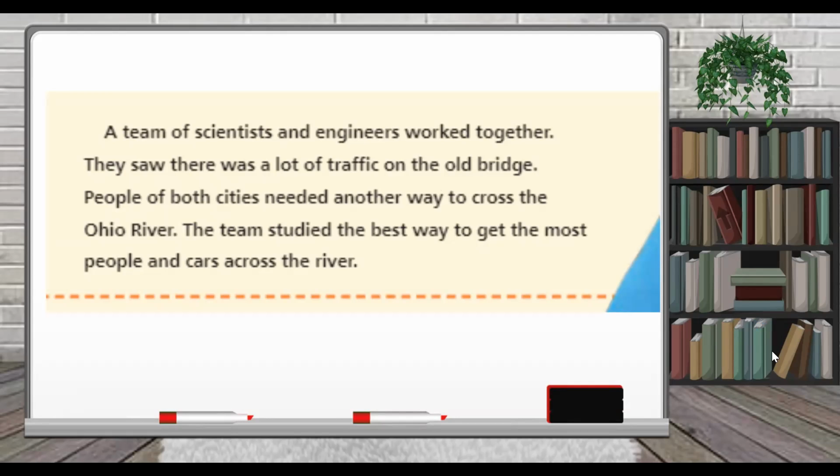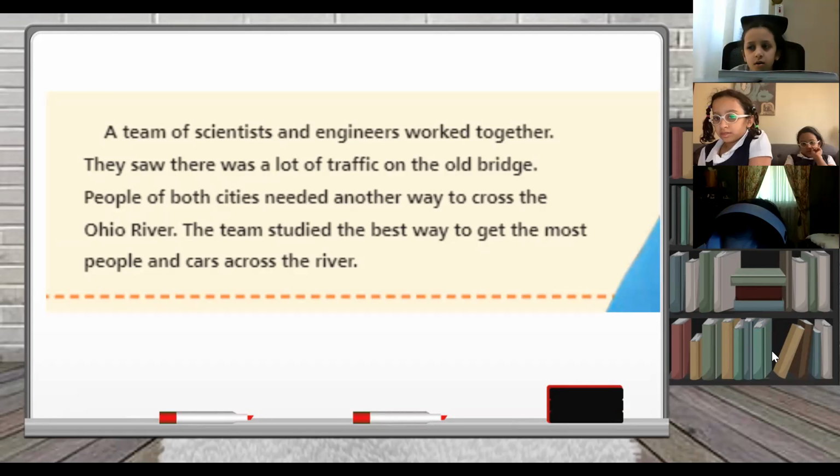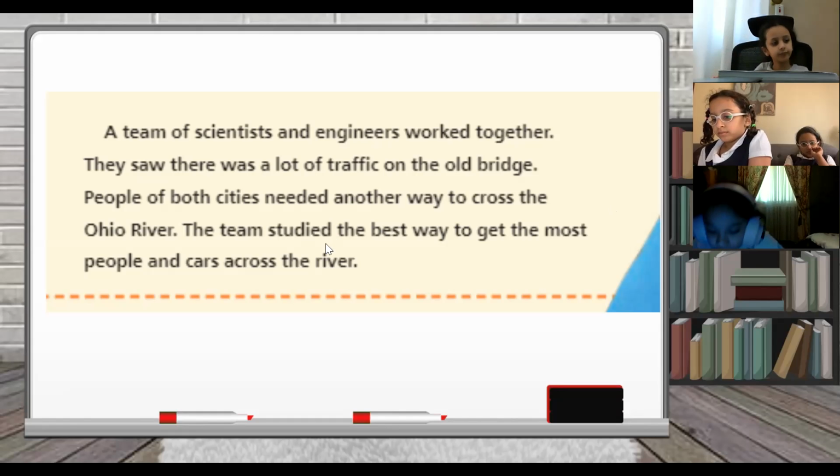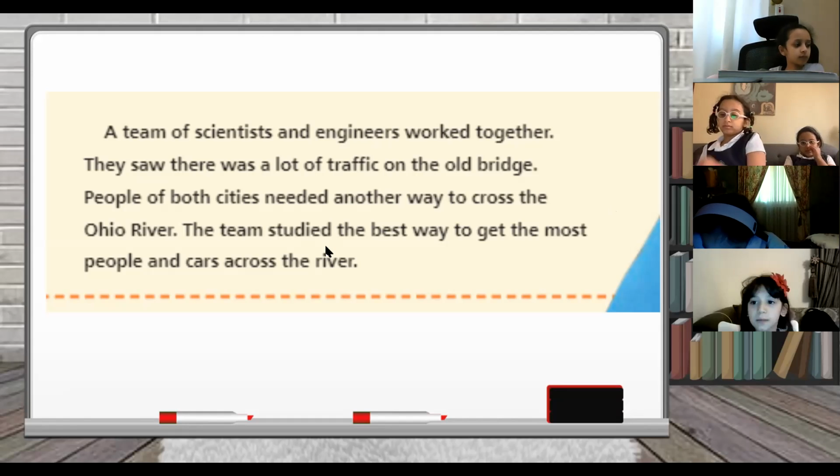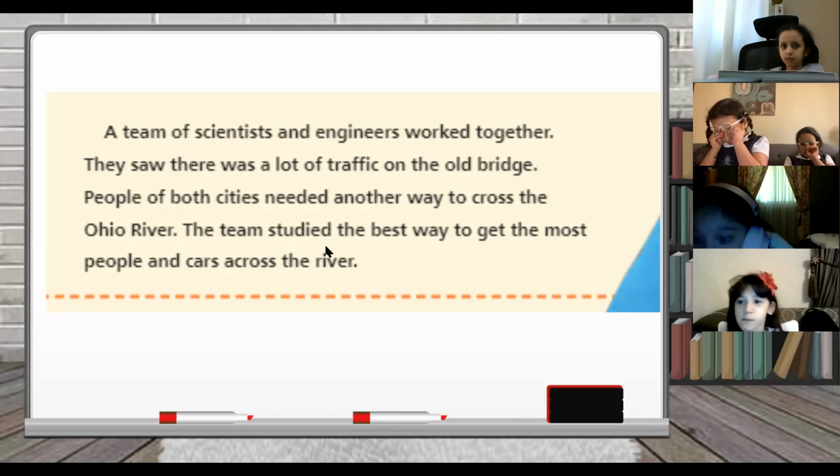Can you suggest a solution for them instead of the bridge or something? Can you add something to the bridge to make it easier so a lot of cars can go across?